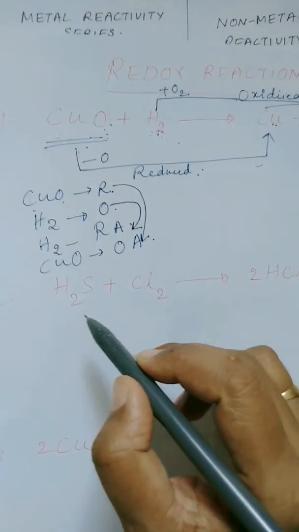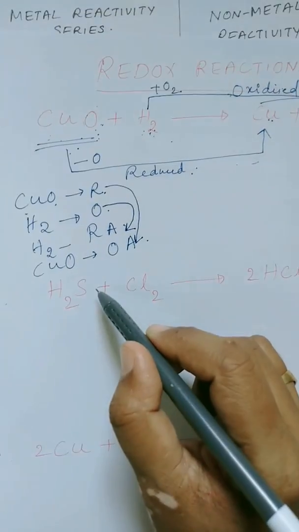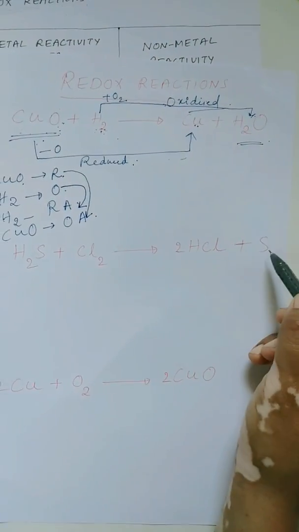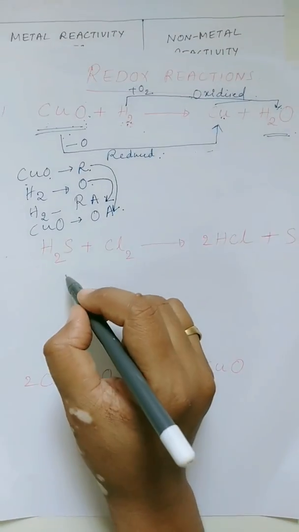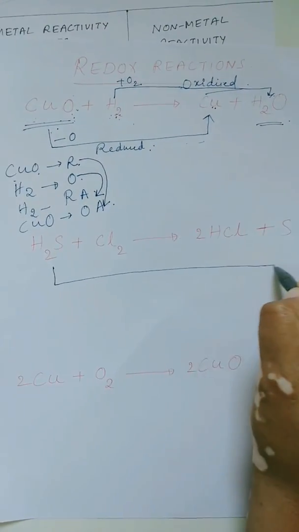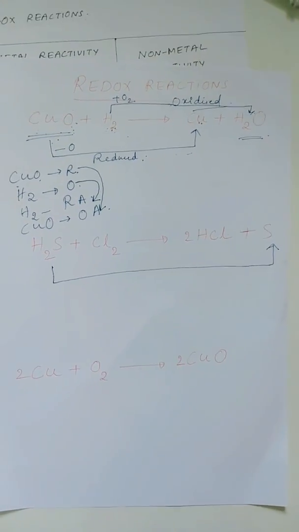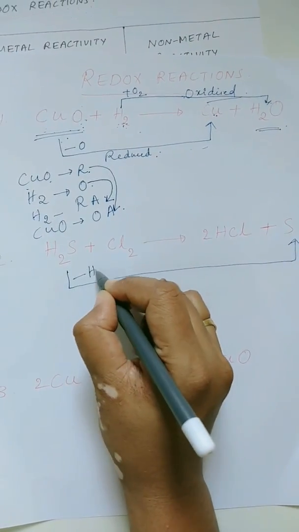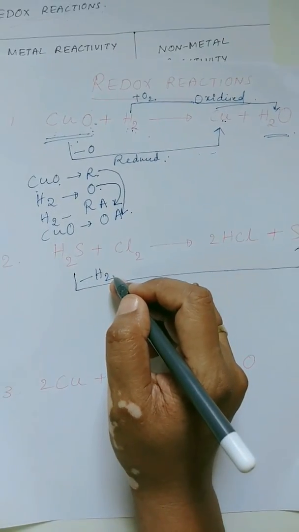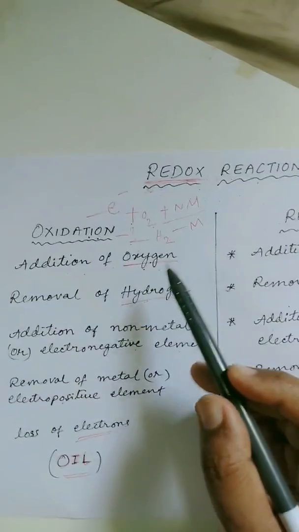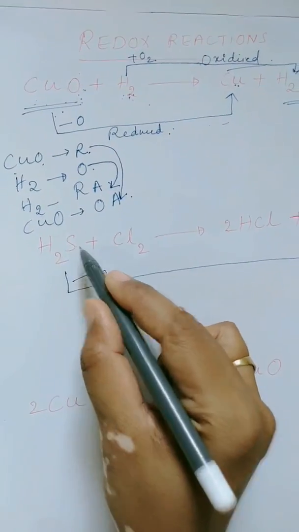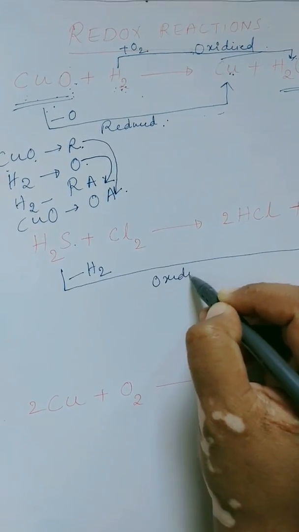Similarly, let us consider the other example. Hydrogen sulfide and chlorine react to form hydrochloric acid and sulfur. Let us see what is happening to H2S. H2S is changing to sulfur. What is happening in this reaction? Hydrogen is lost, hydrogen is removed. So what is removal of hydrogen called? Removal of hydrogen is called oxidation. So I can say that H2S is getting oxidized.